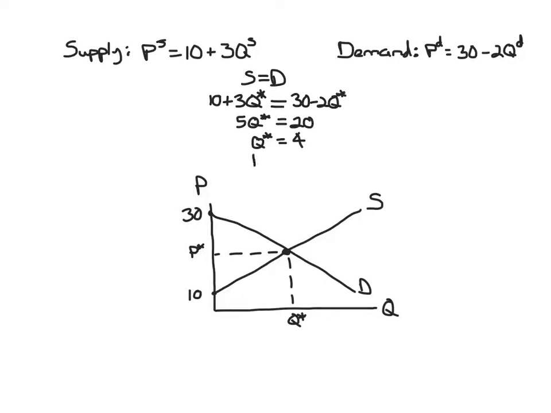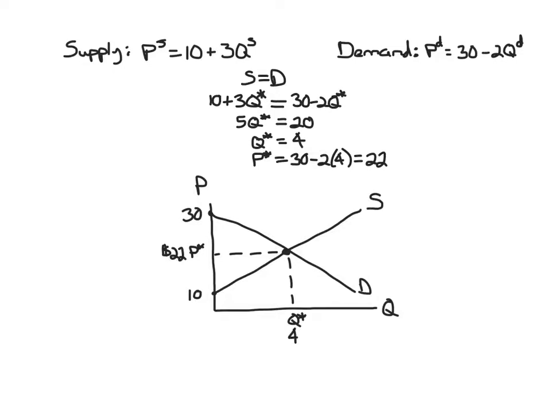And then we plug in to either the supply or the demand equations to get P star. So I'm going to plug into the demand equation, but you can use either. You should get the same answer regardless. So 30 minus 2 times the quantity of 4 gives us an equilibrium price of, let's see, 30 minus 8 is 22. So $22 is our equilibrium price, and 4 is our equilibrium quantity.